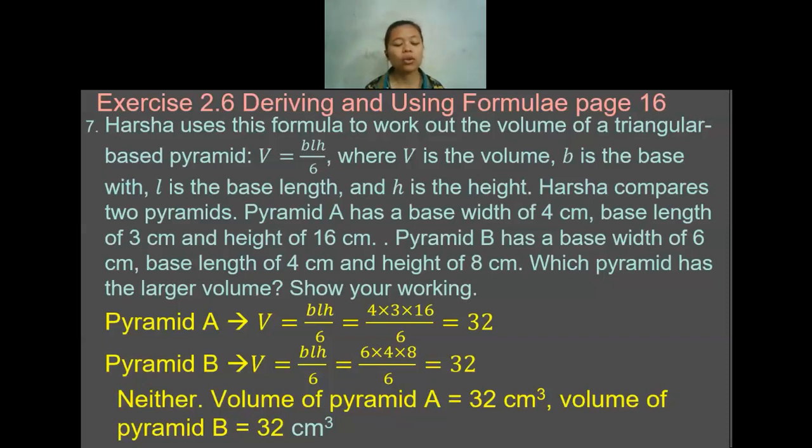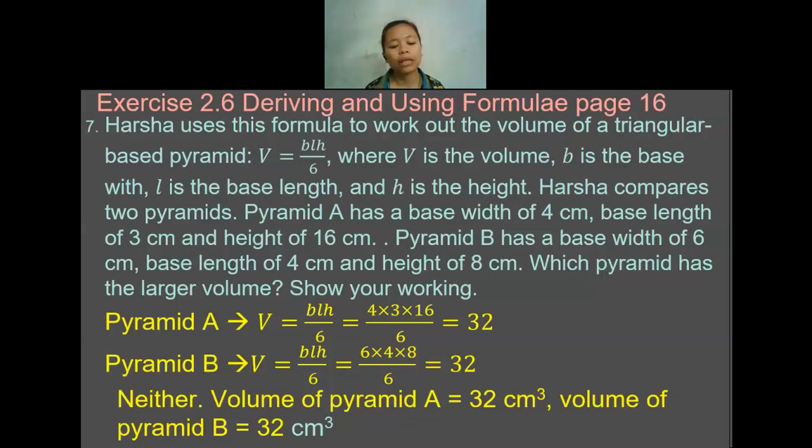first. So like pyramid A, we replace the B, L, H into 4, 3, and 16 because all the measurements are already given. Pyramid A has the base width of 4 centimeter, base length of 3 centimeter, height of 16 centimeter. So for the pyramid A, it will be 4 times 3 times 16 by 6. The answer will be 32.